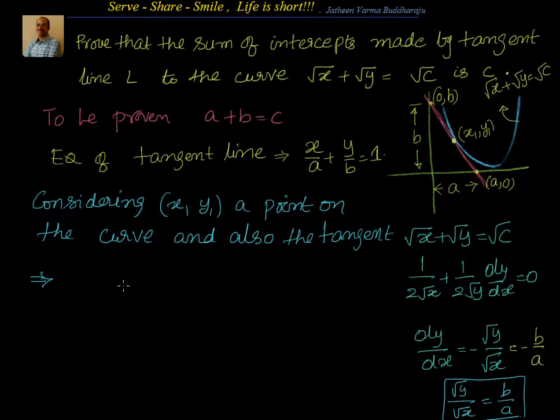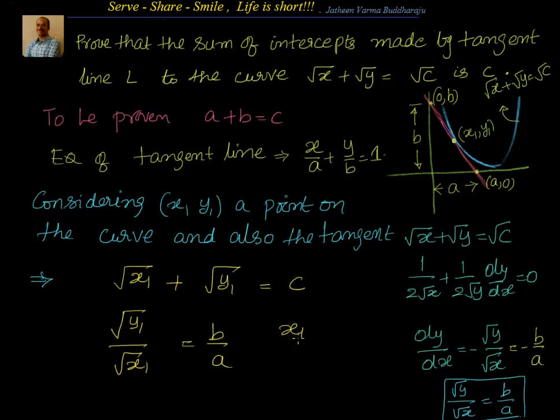The first equation is root of x1 plus root of y1 equal to root c. The second equation is root of y1 by root of x1 equal to b by a. The other equation is x1 by a plus y1 by b equal to 1. So with the help of these three equations we should be able to prove a plus b equal to c. Let's have a look at how to do the next step.